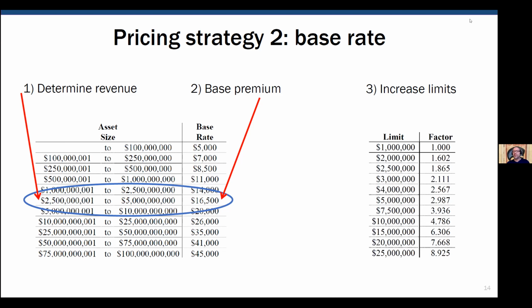Now, what do we do from that? Well, if the policy applicant wants to increase the limits, and so that would be for a default limit of $1 million in coverage.